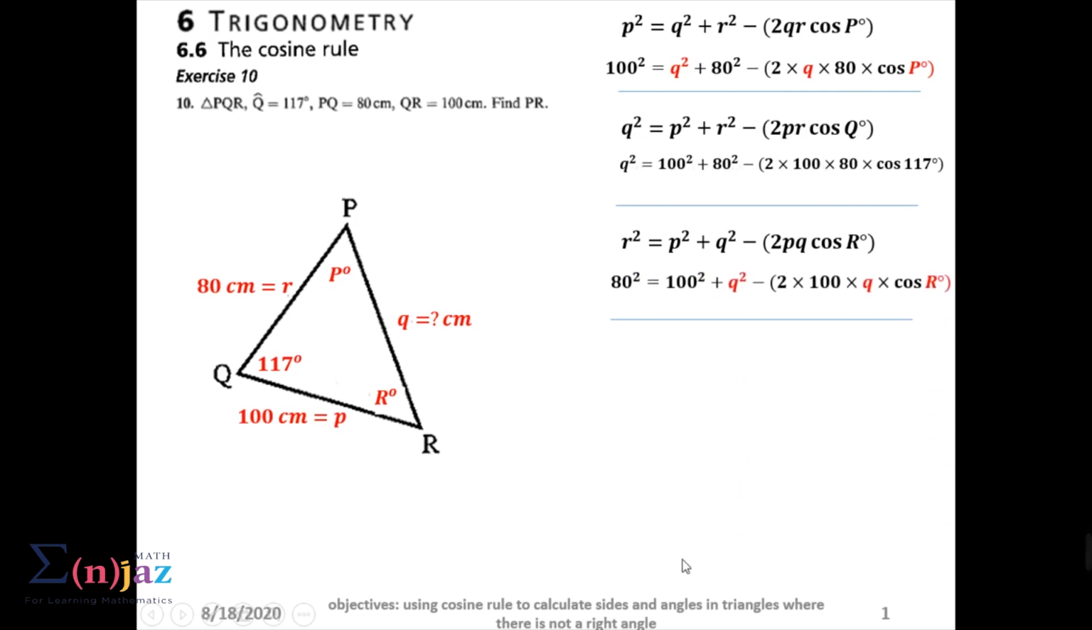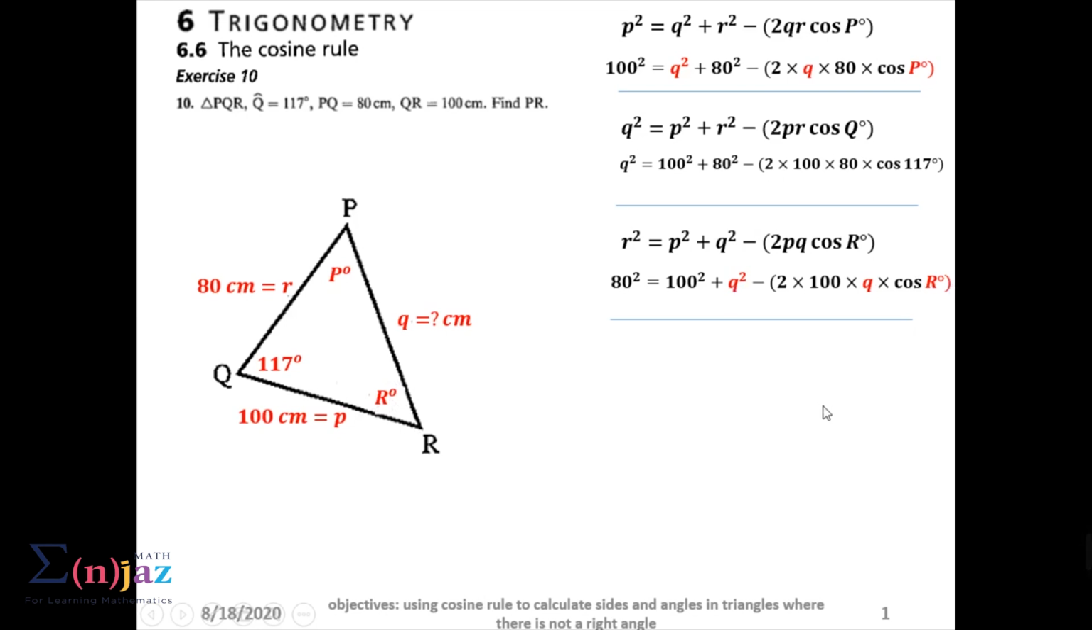Let's substitute in the last one for extra practice. So r is equal to 80, so this makes it 80 to the power of 2. p is equal to 100, so it's 100 to the power of 2 plus q squared, which is my unknown, minus 2 times p, which is 100, times q, which is my unknown, times cosine of angle R, which is unknown. And as you can see here, once again, I have two unknowns in this equation, which are q and R.